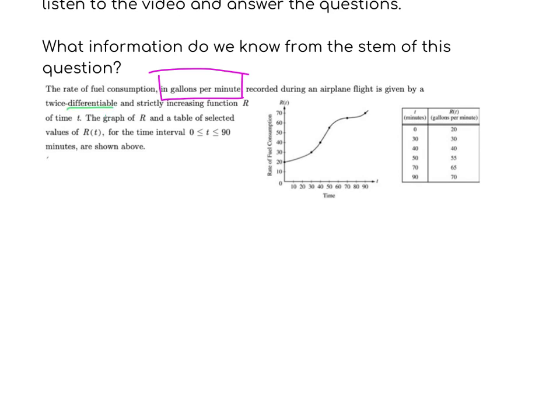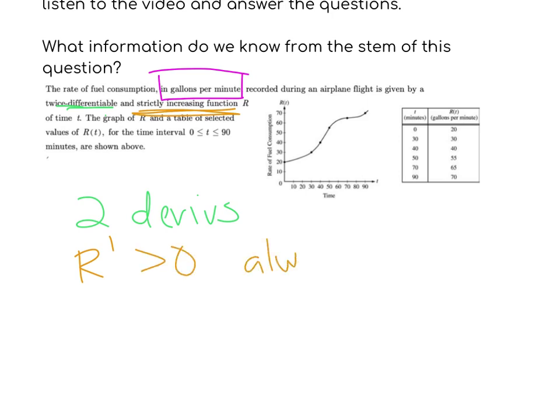So we can take two derivatives, and strictly increasing. So for strictly increasing function r, that means r prime is greater than 0 always. And we have our table of r values, and they gave us a graph. That was very kind of them. So let's see what we have.